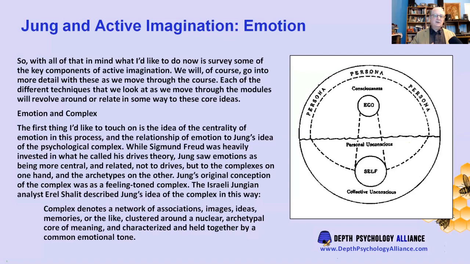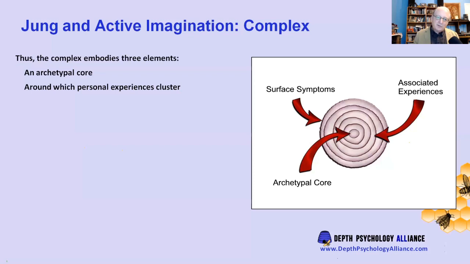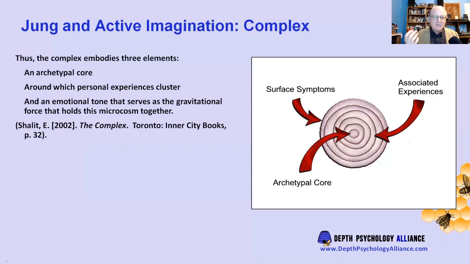He says, this is a quote from Shalit, he says, "Complex denotes a network of associations, images, ideas, memories, or the like, clustered around a nuclear archetypal core of meaning and characterized and held together by a common emotional tone." Thus, still quoting Shalit here, "the complex embodies three elements: an archetypal core around which personal experiences cluster, and an emotional tone that serves as the gravitational force that holds this macrocosm together."